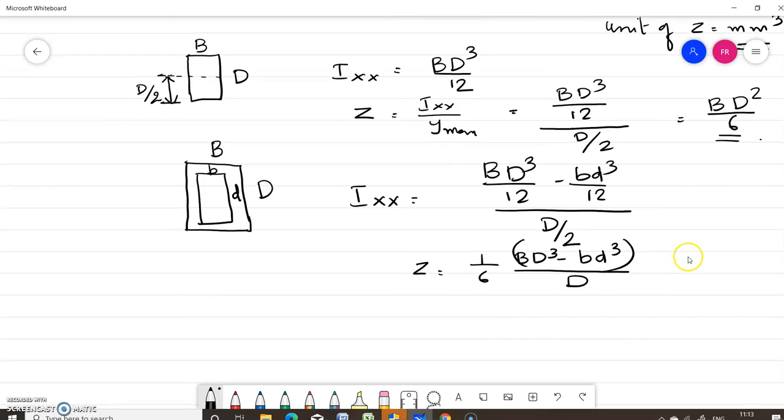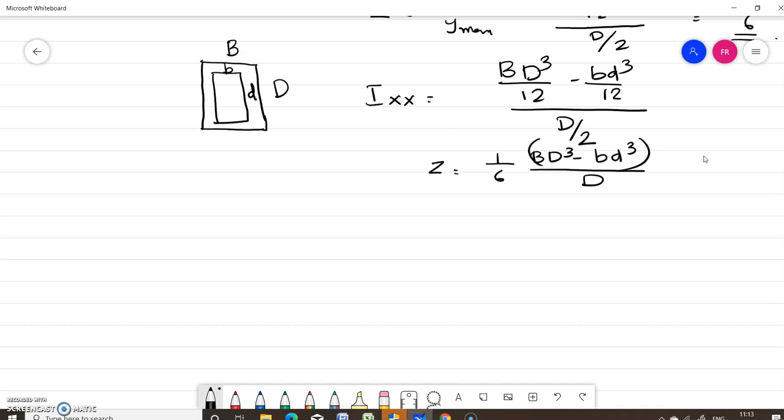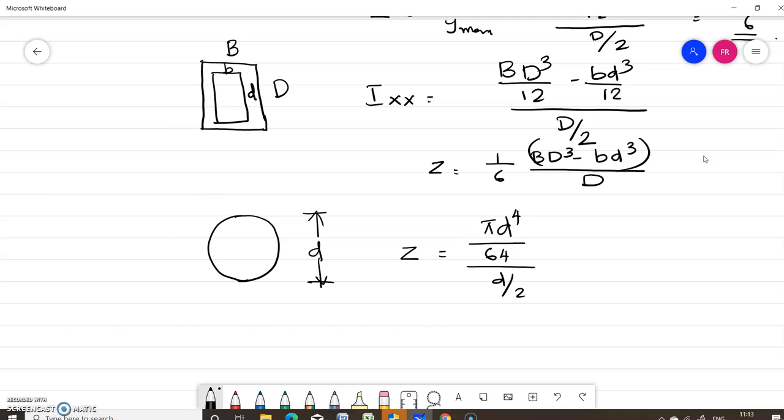Similarly, in the case of a circular section, you can write the section modulus of the circular section as, if small d is the diameter of the circular section, Z is equal to pi d raised to 4 by 64 divided by d by 2, which is equal to pi d cube by 32.